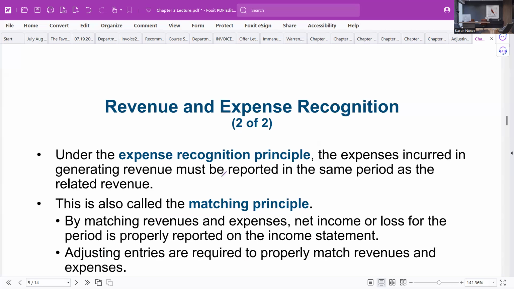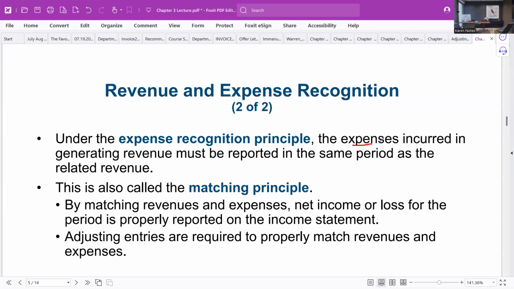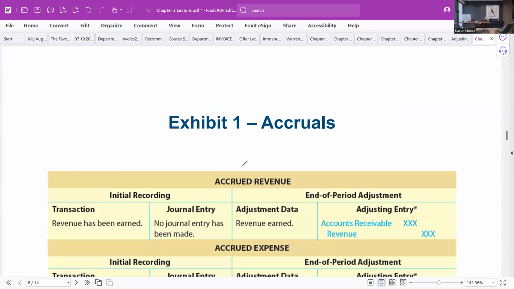And the expense recognition principle means that we've incurred some expense. We're obligated. We've incurred this expense in generating the revenue, and so we've got to recognize that expense. That's also called the matching principle. So even if we haven't paid the expense, if we've generated this expense in generating the revenue, then the expense has to be matched with that revenue. And so the adjusting entries are necessary to bring all of our accounts up to date.